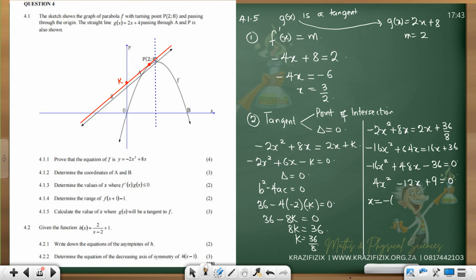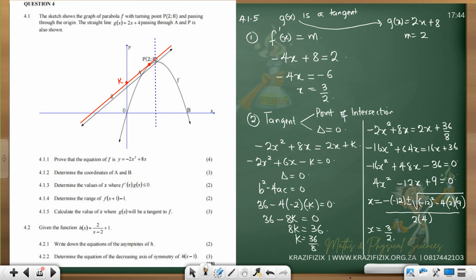3/2. So x equals minus b plus or minus the square root of b squared minus 4ac, over 2a, because there's only one point of intersection. All right, guys, so that's how to use grade 11.